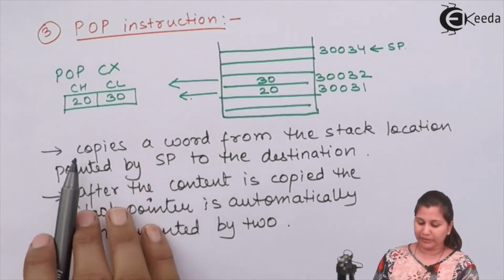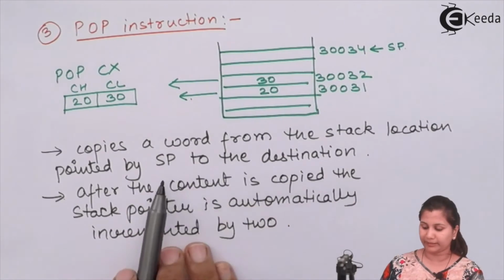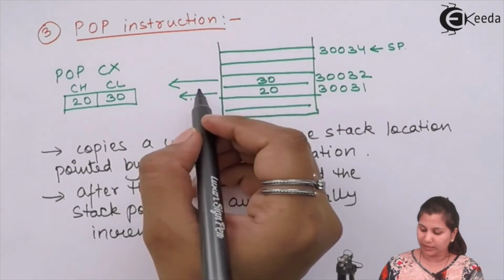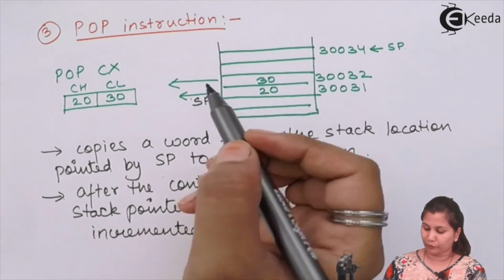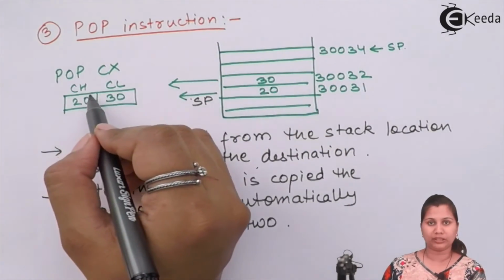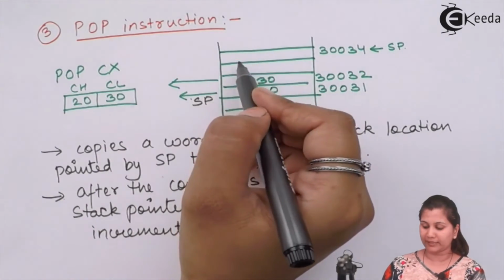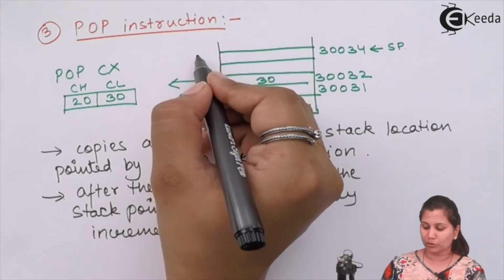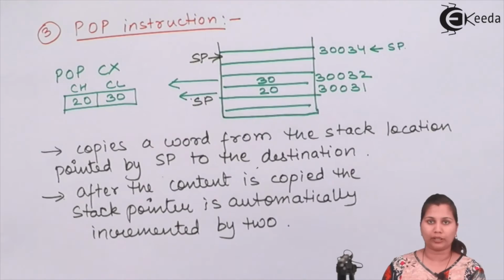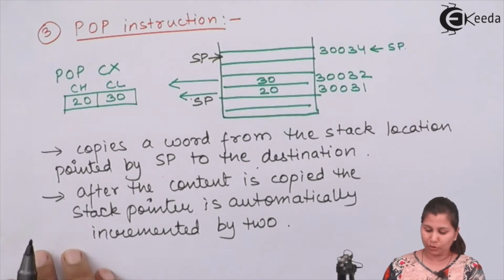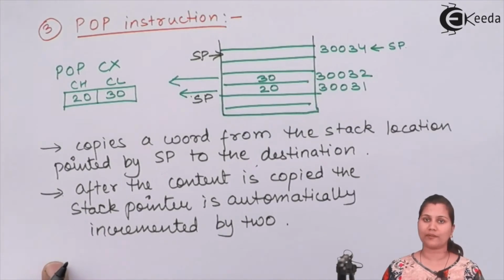So this pop instruction copies the word from the stack location which is pointed to by the stack pointer, because now the stack pointer is pointing to this memory location. From this it will be copied into the destination, and when the content is copied, the stack pointer is again incremented by 2. So now the stack pointer is going to point at this memory location. Okay, so this is the pop instruction. Push and pop are used in the case of stack.